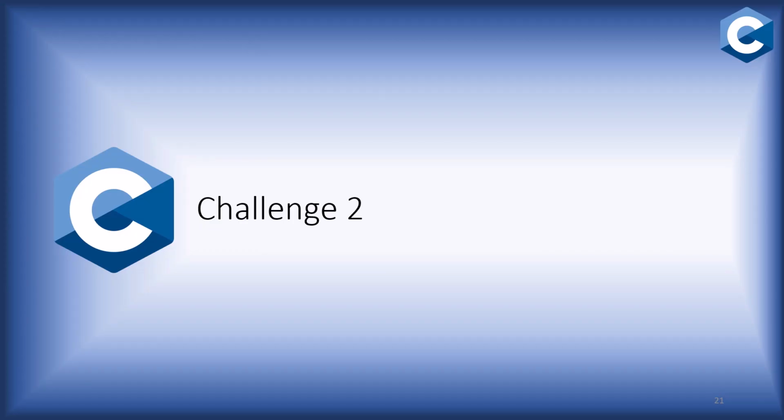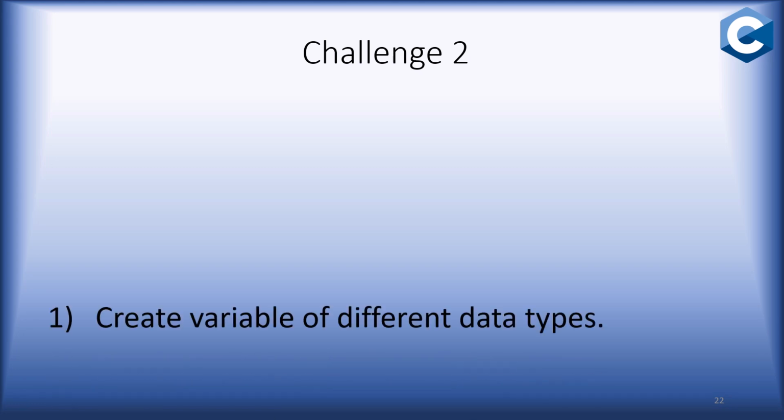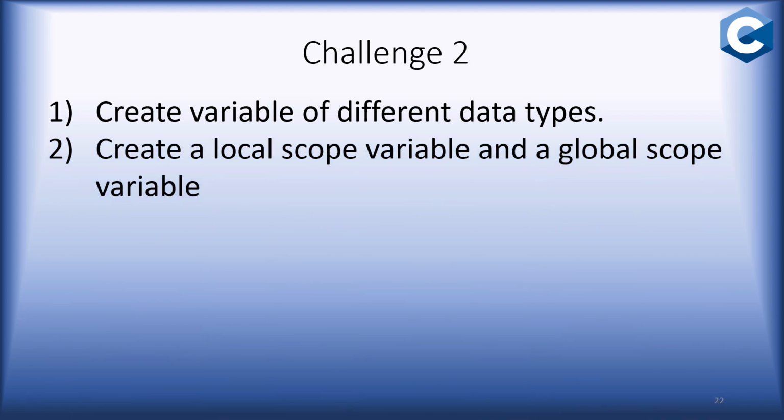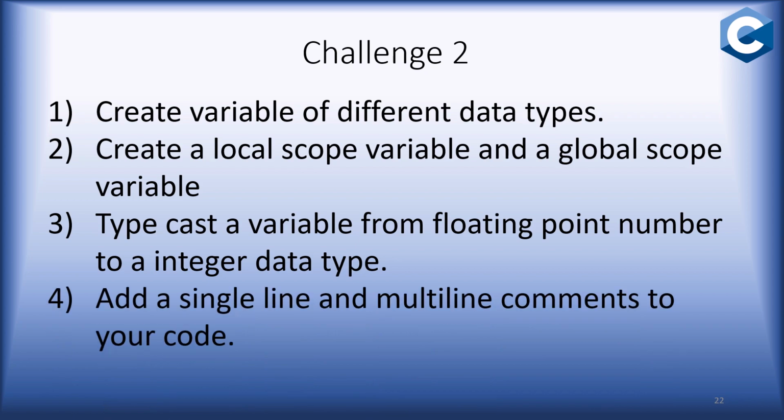Now we have come to the last part of part 2. In this challenge 2, we have 4 questions to perform in your Visual Studio Code. At first, create different variables of different data types. Then create a local scope variable and a global scope variable. Then typecast a variable from floating point number to integer type number. Then at last, add some single-line and multi-line comments to your code. This should probably take 10 minutes to complete. Take your time, pause the video, then try the solution.